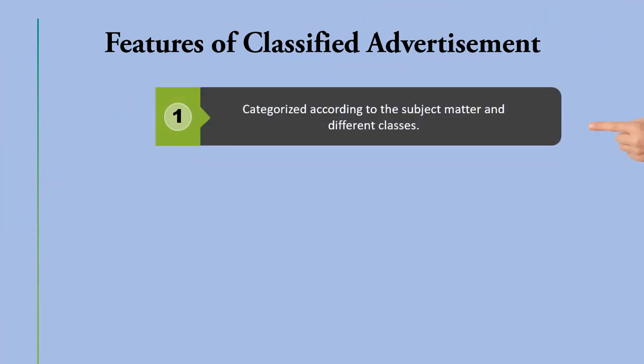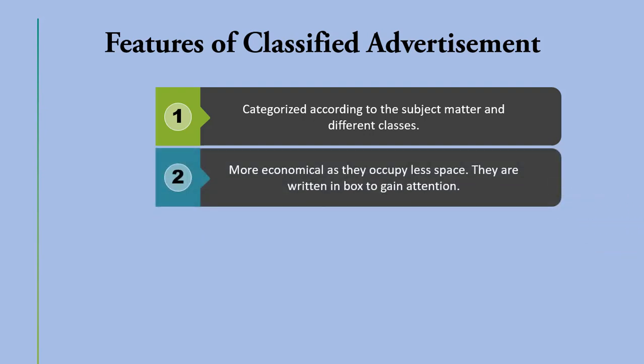So let's look at the features of a classified advertisement. First of all, a classified advertisement is categorized according to the subject matter and different clauses. So there are different types of advertisements and they all have a different subject matter, meaning that the same subject matter cannot be written for a different type of advertisement. Second, these advertisements are very economical as they occupy very little space. They are written in a box to gain attention.